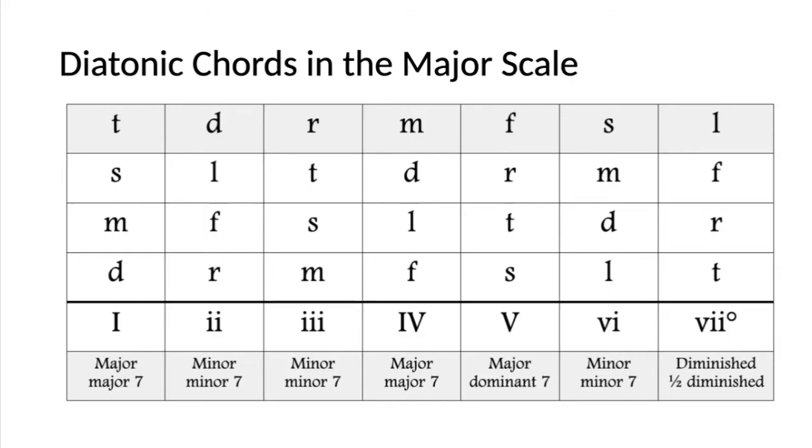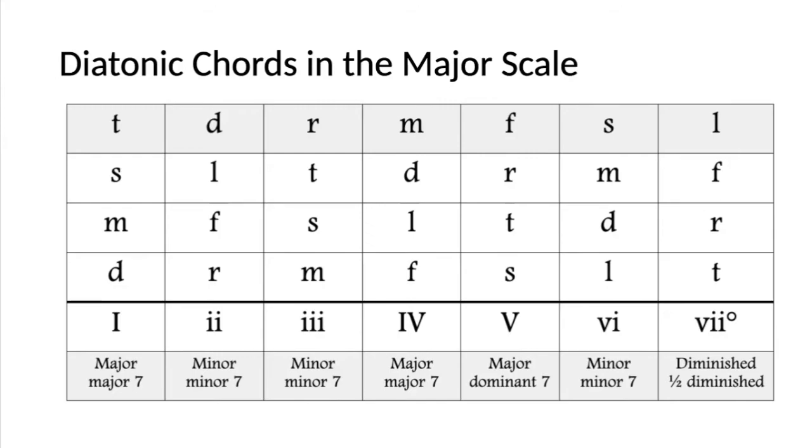So we're going to have Do, Mi, So, Ti, So, Mi, Do, major 7th, and then we move up. Re, Fa, La, Do, La, Fa, Re, minor 7th, then move up to the next one. Mi, So, Ti, Re, Ti, So, Mi, minor 7th, next one. Fa, La, Do, Mi, Do, La, Fa, major 7th. So, Ti, Re, dominant 7th, La, Do, Mi, So, Mi, Do, La, minor 7th, Ti, Re, Fa, La, Fa, Re, Ti, half diminished, Do.